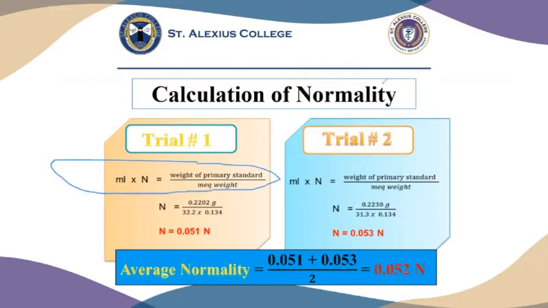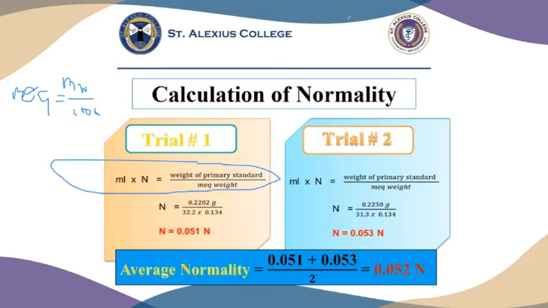Since we need the milli-equivalent weight, the formula for this is milli-equivalent weight is equal to molecular weight over 1,000. The first step in calculating the normality is to get the molecular weight of sodium oxalate, which is 134 grams per mole. The next one, since you have the molecular weight, is to solve the milli-equivalent. So, 134 over 1,000 is 0.134.